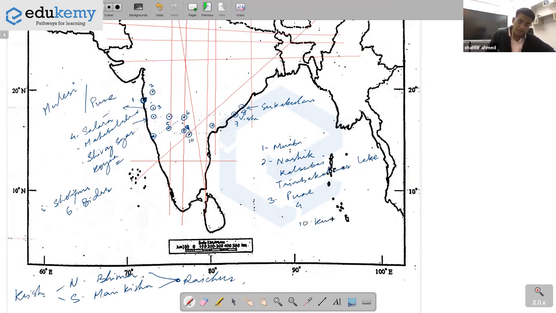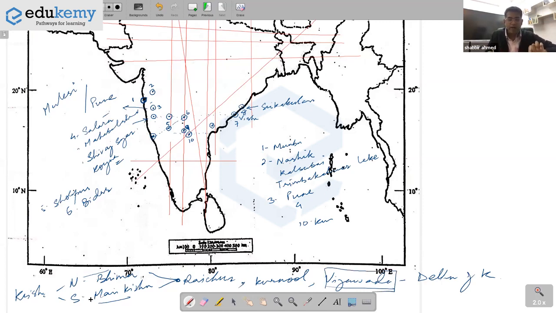Number 10. So Krishna, north Bhima river, south main Krishna, they both come and join at Raichur, and then they pass through Karnool, and they pass through Vijayawada, and then we have the delta of Krishna. The Krishna delta starts more or less from Vijayawada. So अब आपको सीधा join कर देना, nothing else. जैसे कि ये भीमा है, this is Bhima here. So Bhima river starts from near Pune.